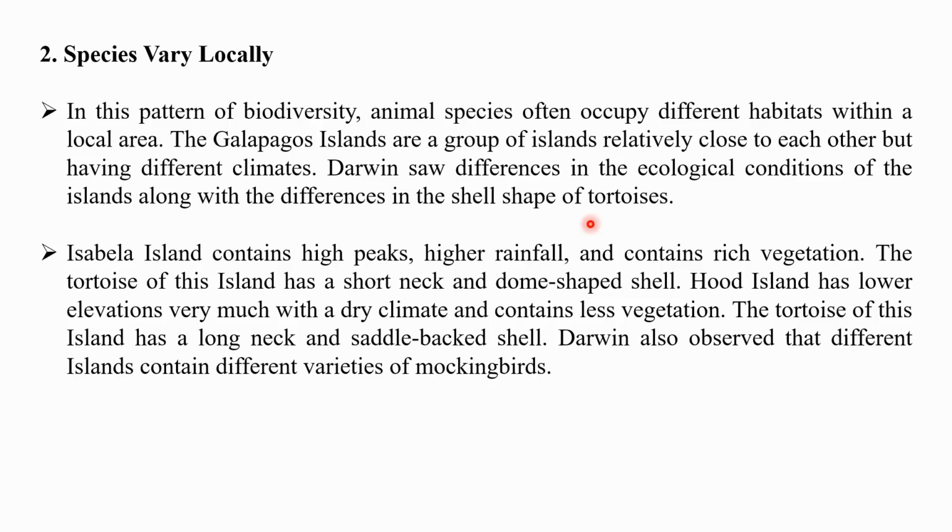So Darwin also observed that different islands contain different varieties of mockingbirds. So basically here, the main point to understand is that within a similar local area, the differences in the habitat which an organism or an animal species occupy may lead to the differences in the species. So the species may also vary locally depending on the local environmental conditions of its habitat.